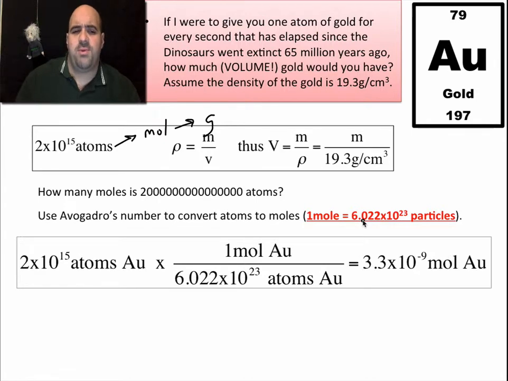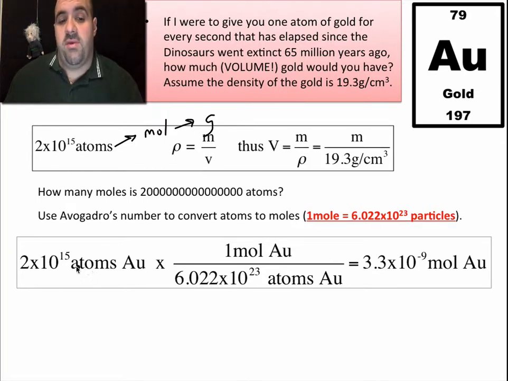So we're going to use Avogadro's number. So we're starting with the number of atoms we have. We have 2 times 10 to the 15 atoms of gold, Au, and I'm multiplying it by a conversion factor. I know that 1 mole of gold is equal to 6.022 times 10 to the 23rd atoms of gold. 1 mole of anything equals this quantity of it. So the cool thing here is I get atoms to cancel.